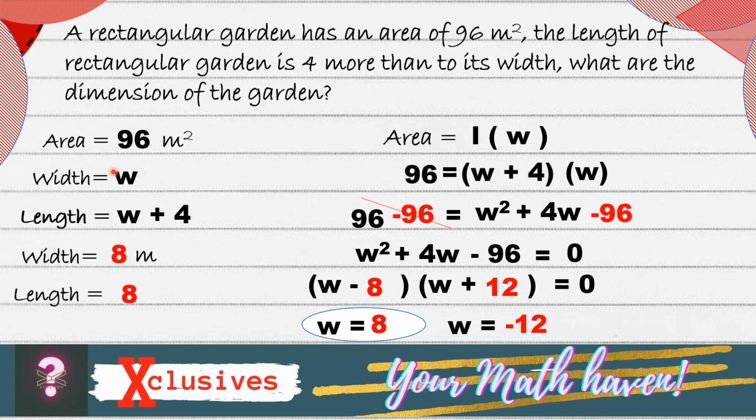And for our length, we have 8 plus 4, so we have 12. Therefore, the dimensions of the rectangular garden are 8 meters by 12 meters.